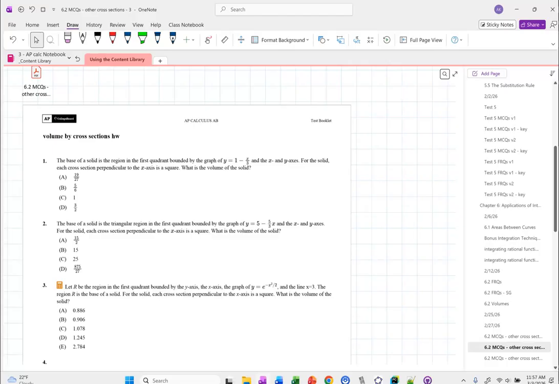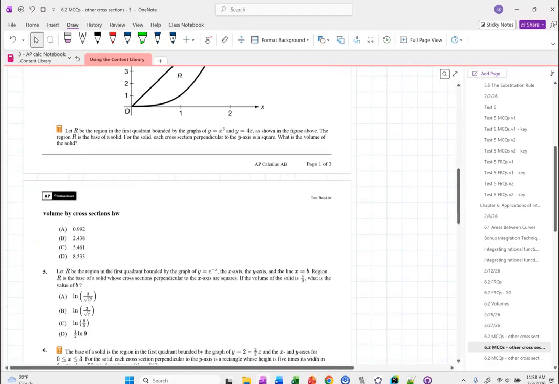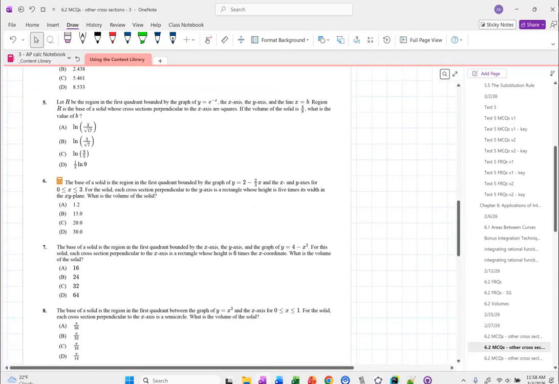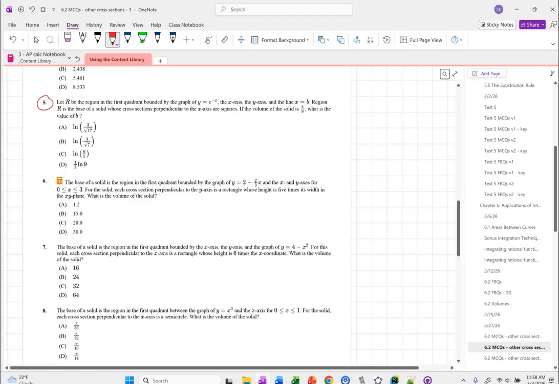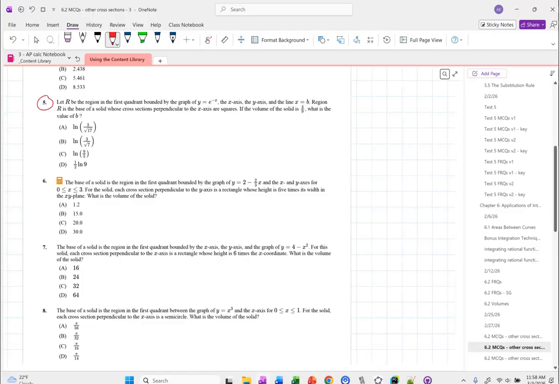Anybody got any of these problems they want to take a look at? If not, I'll just pick one or two. Going once. Going twice. All right, well, let's pick 5. This maybe is one of the more challenging ones here.